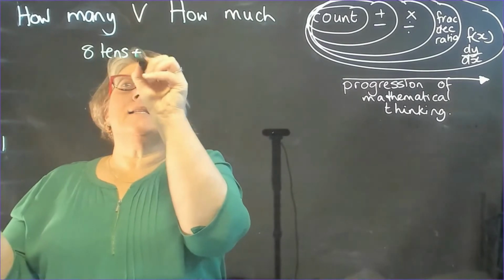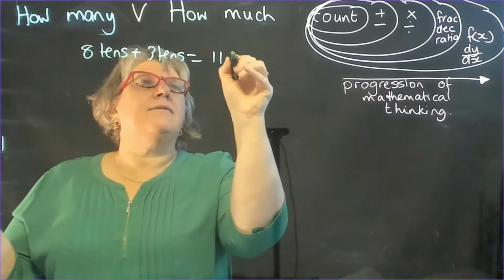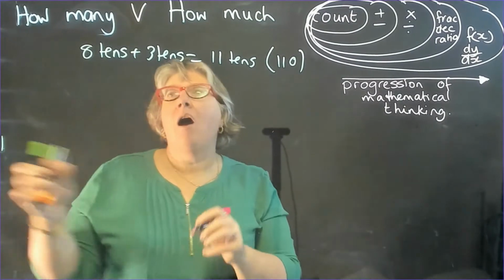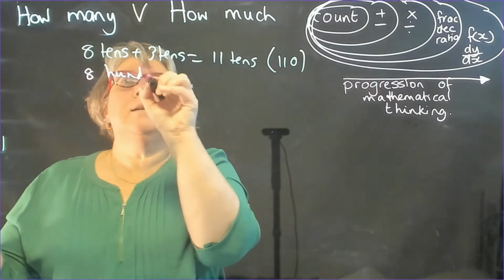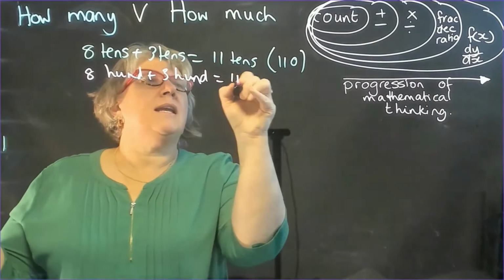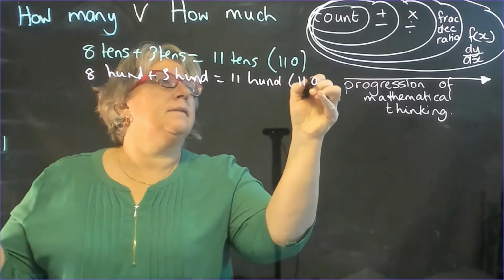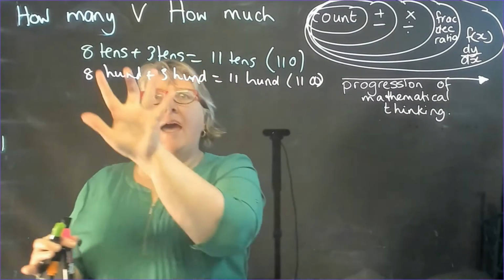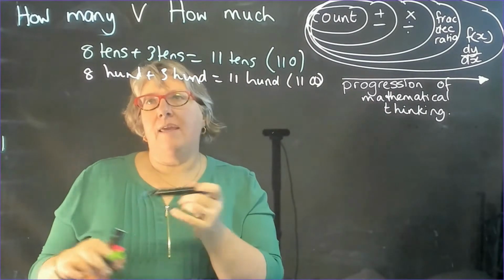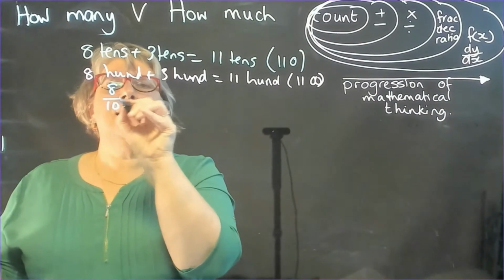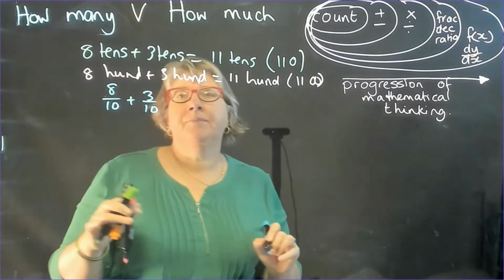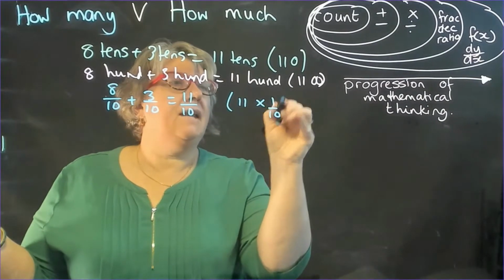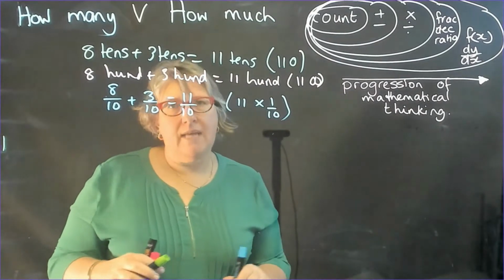So 8 tens plus 3 tens is 11 tens. I can write that like that. Right? I could have 8 hundreds plus 3 hundreds is 11 hundreds. The size of the piece does not change the relationship between the numbers. 8 and 3 is always 11. Even if I had 8 tenths plus 3 tenths, I would still just get 11 tenths, 11 pieces of size 1/10.